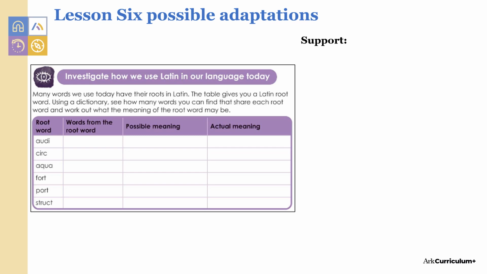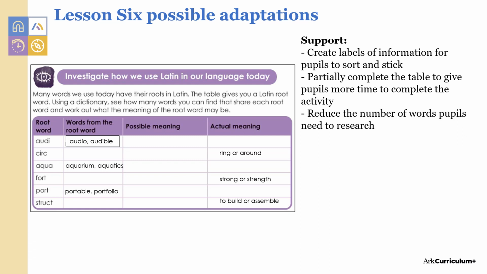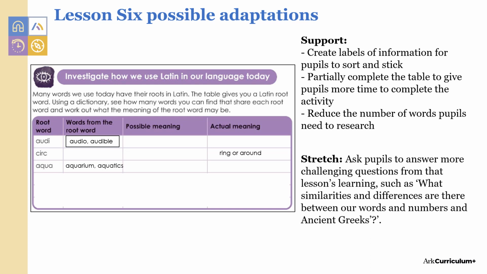An activity from Lesson 6 investigates how we use Latin in our language today. Support pupils by creating labels of information for pupils to sort and stick. You could partially complete the table to give pupils more time to complete the activity. You could reduce the number of words pupils need to research. And stretch pupils by asking them challenging questions such as, what similarities and differences are there between our words and numbers and the ancient Greeks?